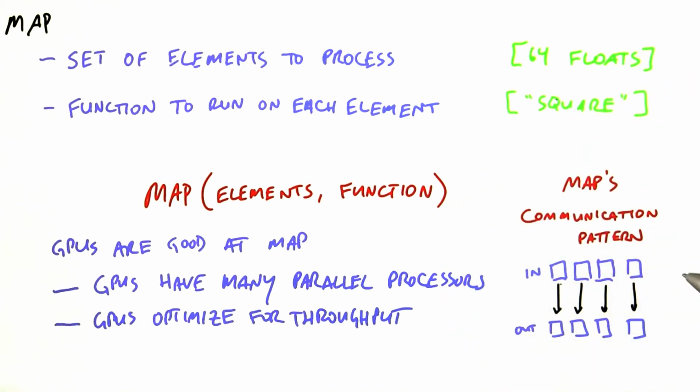Let's also take a look at the communication pattern for a map operation. Map's model is straightforward. One element in, one element out, with the computation of output element number n only dependent on input element number n. This is a very simple and straightforward communication pattern. Other computations might require a more complex communication pattern, and we'll learn about those patterns over the next few units.